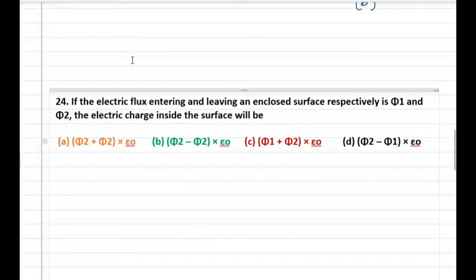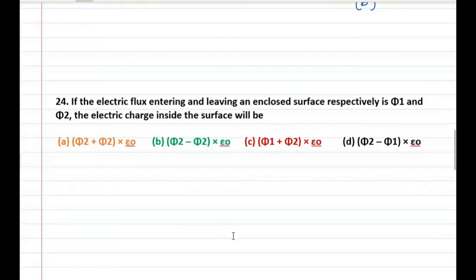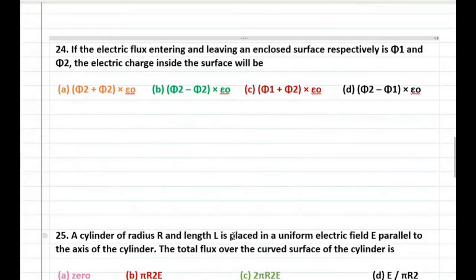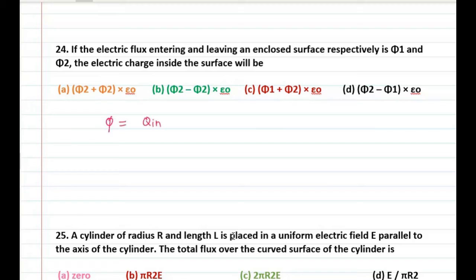Next, if the electric flux entering and leaving an enclosed surface respectively is phi 1 and phi 2, then the electric charge inside the surface will be. So from Gauss law we know that, what is Gauss law? Phi is equal to Qn divided by epsilon naught, the total net charge. They are saying the entering flux is phi 1 and the leaving flux is phi 2.